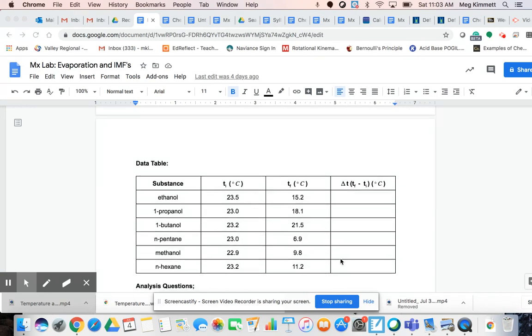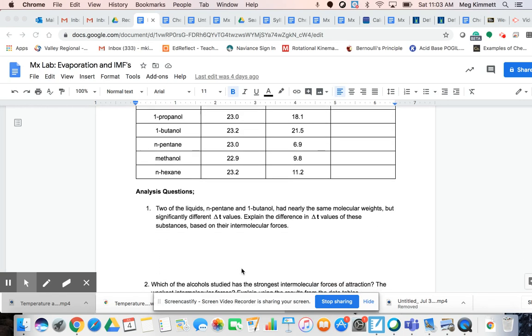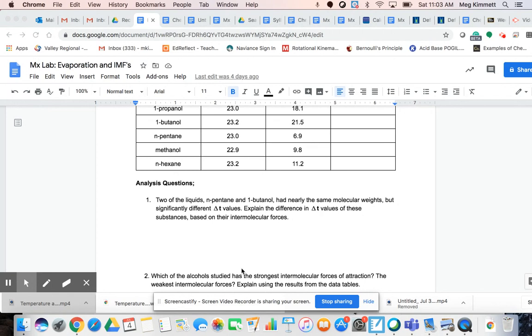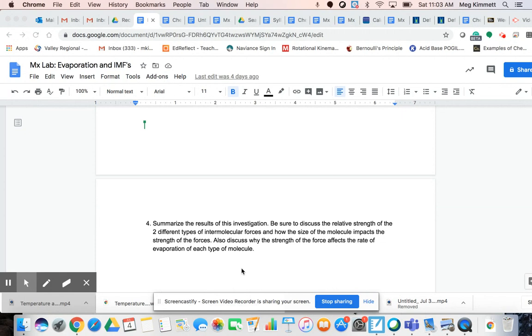And then you're going to go through and look at your change in temperatures as these substances evaporate over a period of time, let's say 3 minutes. It doesn't really matter what the time is, just that the time is a constant throughout your data collection. And then once you have those temperature changes, you're going to answer the 3 analysis questions. And then there's one summarizing conclusion question that you'll answer. And then you'll see in the content the criteria and how to submit the lab.